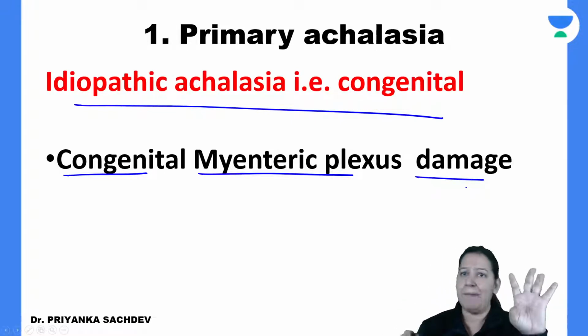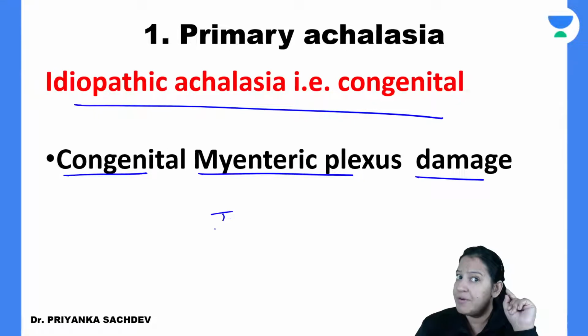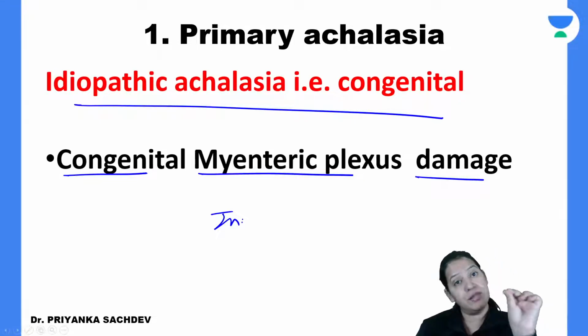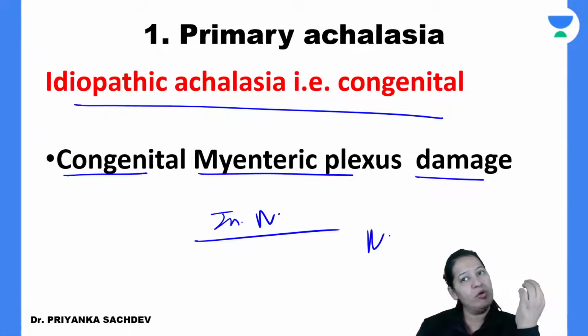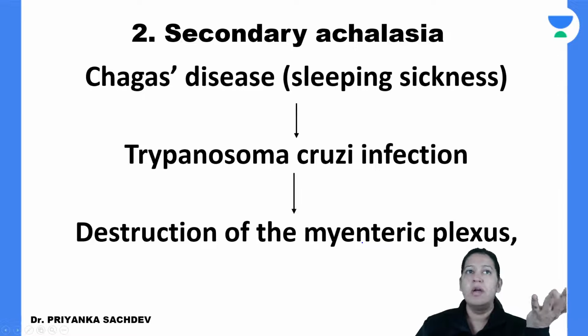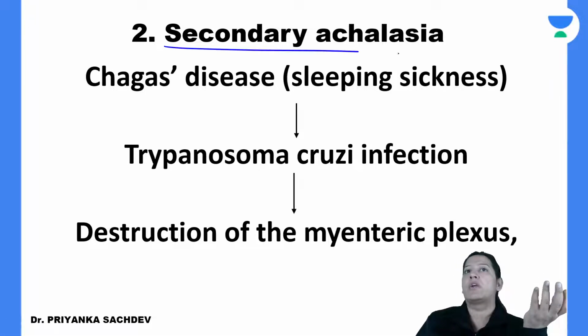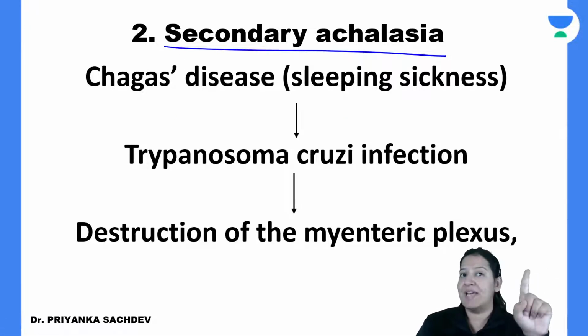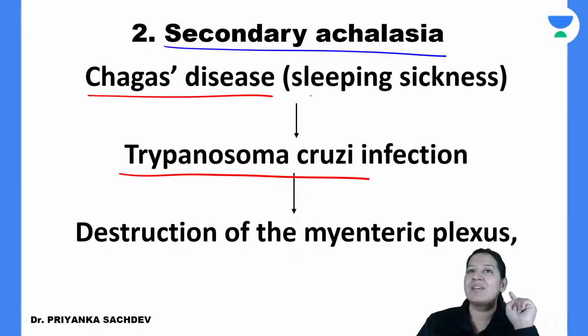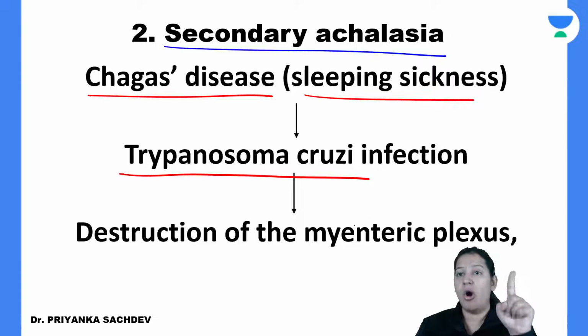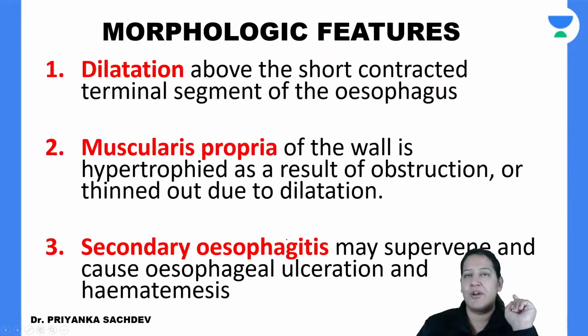God has given damaged neurons. Which neurons? Inhibitory neurons, not excitatory. The stimulatory neurons are normal, acetylcholine is normal, but inhibitory neurons are absent. So NO is absent, so relaxation cannot occur. And secondary is due to an acquired cause. The acquired cause is a parasite. The name of the parasite is Trypanosoma cruzi, and the disease is known as Chagas disease. It causes destruction of specifically inhibitory neurons in the myenteric plexus. You know what the myenteric plexus is.